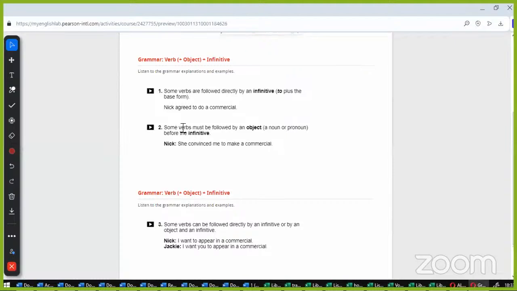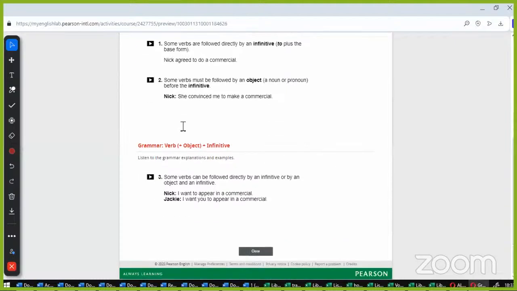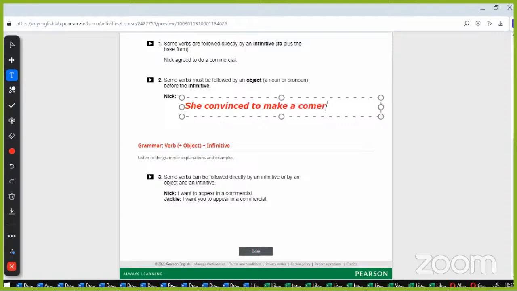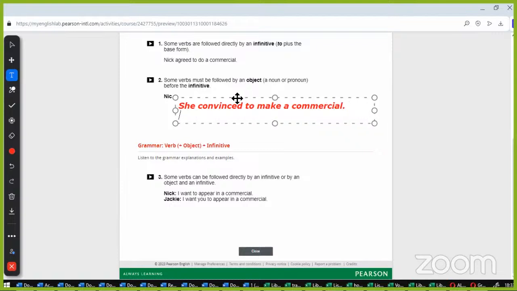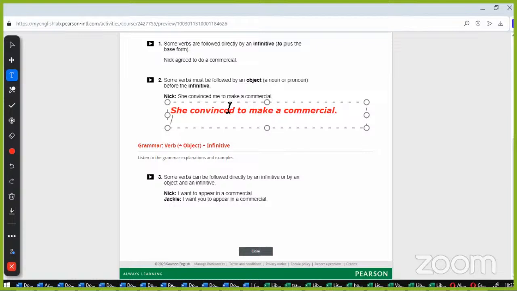And some verbs must be followed by an object before the infinitive. She convinced me to make a commercial. If you say she convinced to make a commercial, this would be wrong, because I would ask you, convinced who? You need to have an object here. You must have an object because of these verbs.